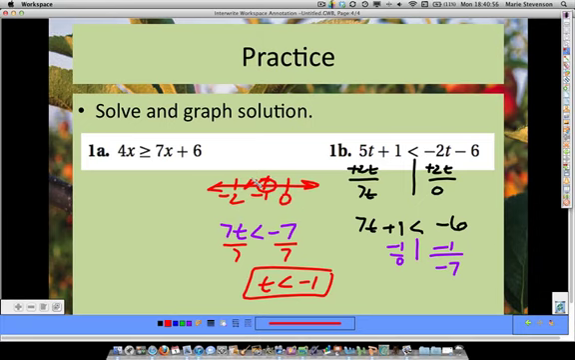Less than negative 1, open circle to the left. Okay? So hopefully you got yours correct. If you did not get them correct, hopefully you figured out what your mistake was.